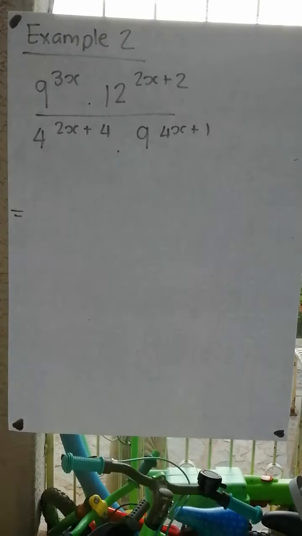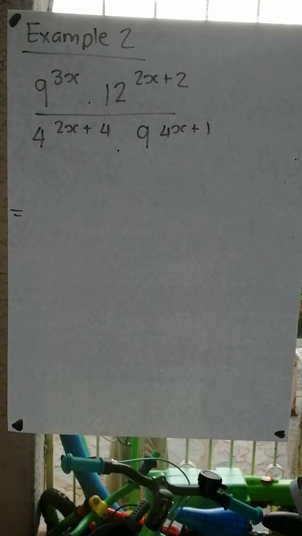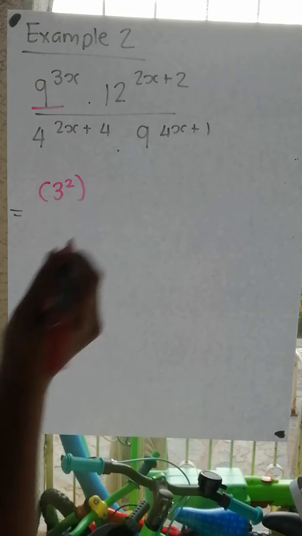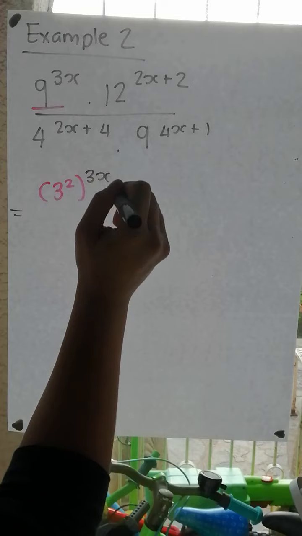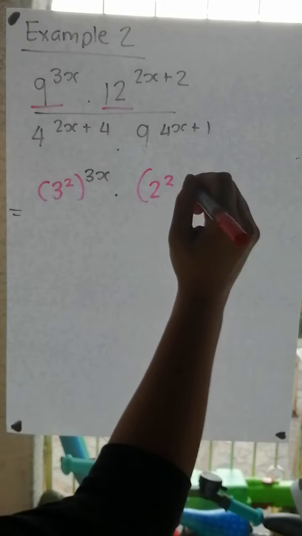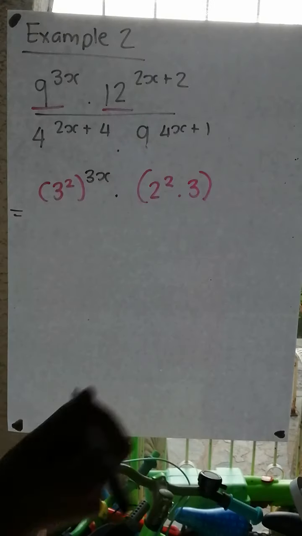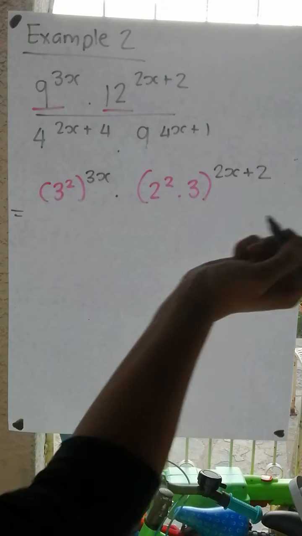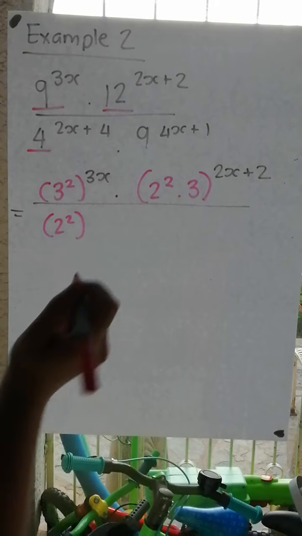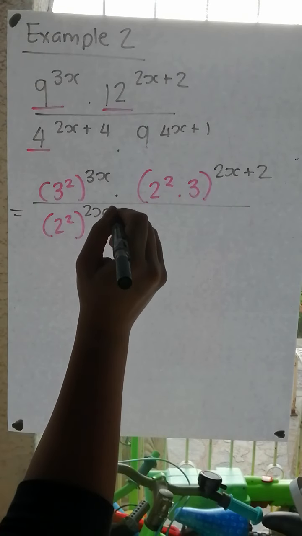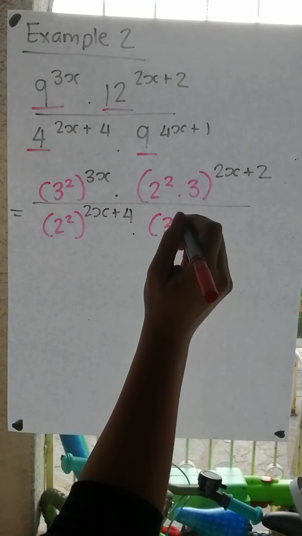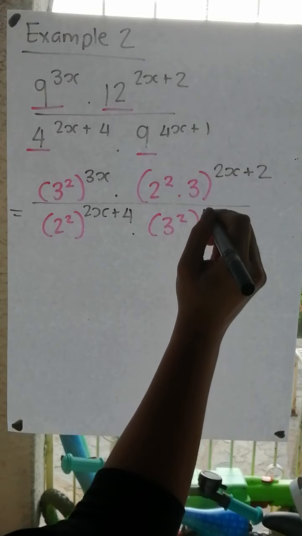Okay, variable exponents that I'm multiplying, so I know I have to write them as a product of prime factors. So instead of writing 9, I'm writing 3 squared to the power of 3x, times, instead of writing 12, we discussed earlier that 12 is 2 squared times 3, to the power of 2x plus 2. All over, instead of writing 4, I'm going to write 2 squared to the power of 2x plus 4, and instead of writing 9, I'm going to write 3 squared. I'm left with 4x plus 1.